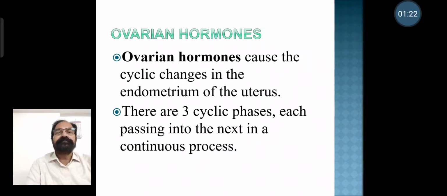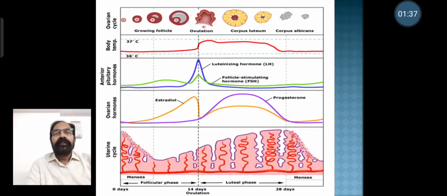Ovarian hormones. Ovarian hormones cause cyclic changes in the endometrium of the uterus. There are 3 cyclic phases, each passing into the next in a continuous process. So in this picture you can see different stages of the menstrual cycle, starting from follicular phase, then luteal phase and menstrual phase.